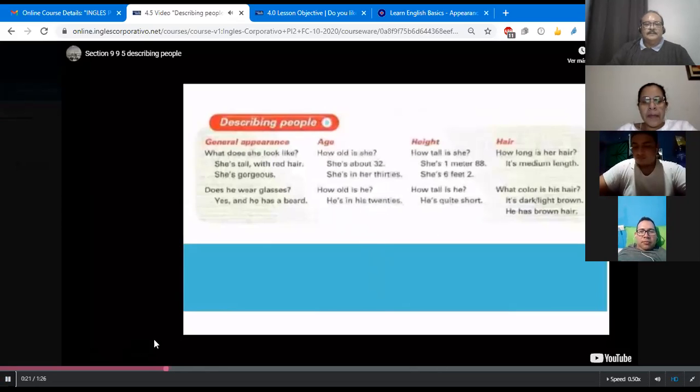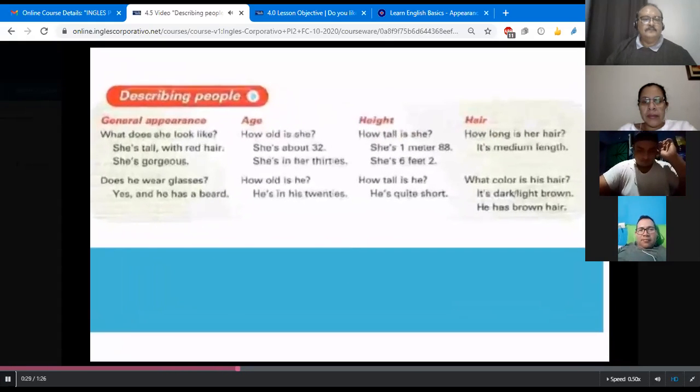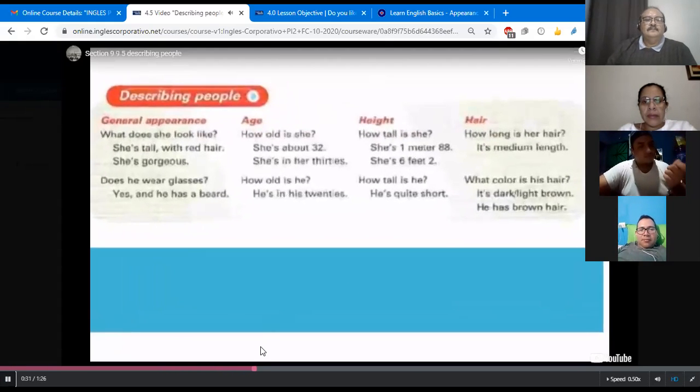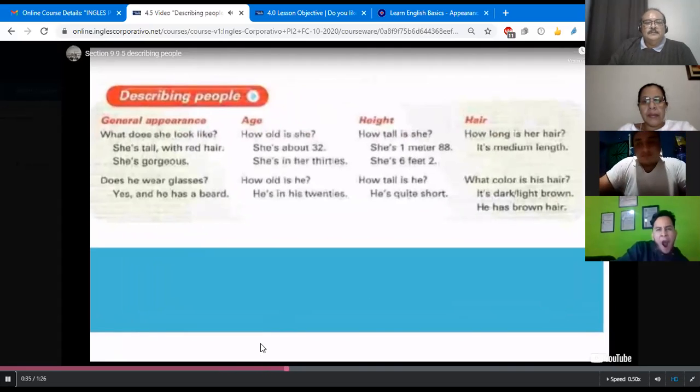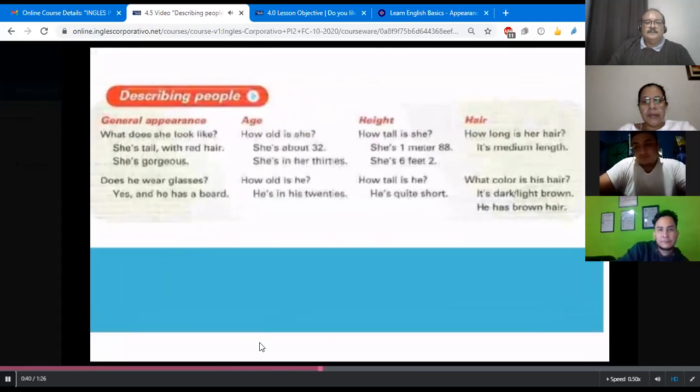She's tall with red hair. She's gorgeous. Does he wear glasses? Yes, and he has a beard. Age. How old is she? She's about 32. She's in her 30s. How old is he? He's in his 20s.